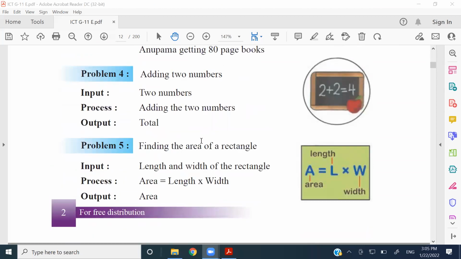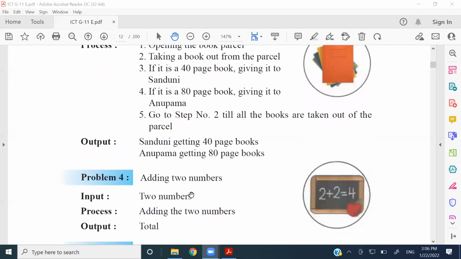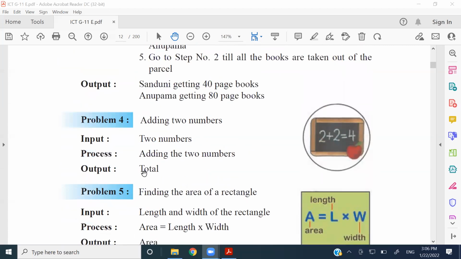Okay, so something related to mathematics as well as programming. Here the problem is adding two numbers together. So inputs are going to be two numbers. The process is going to be adding those numbers, and the total is going to be the output. That kind of program can be worked out through a computer very easily, right? We are going to see how that is happening.